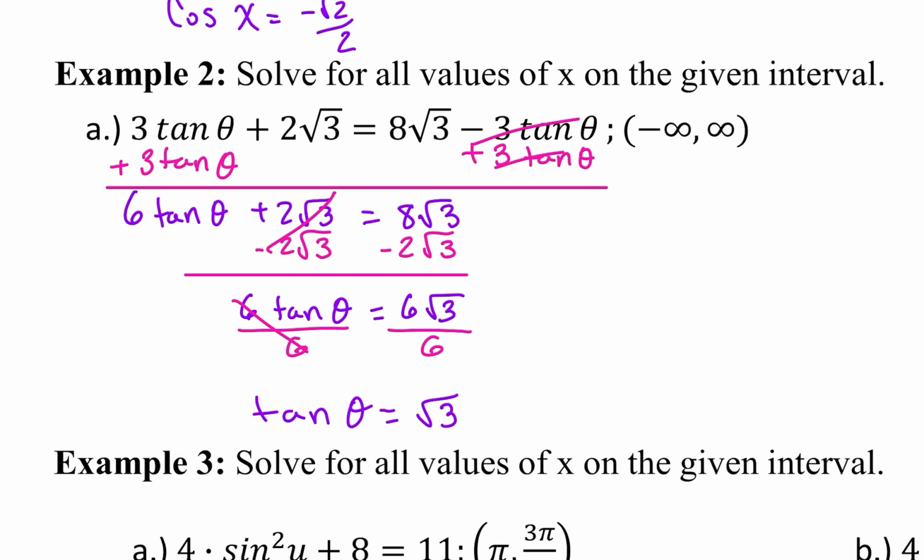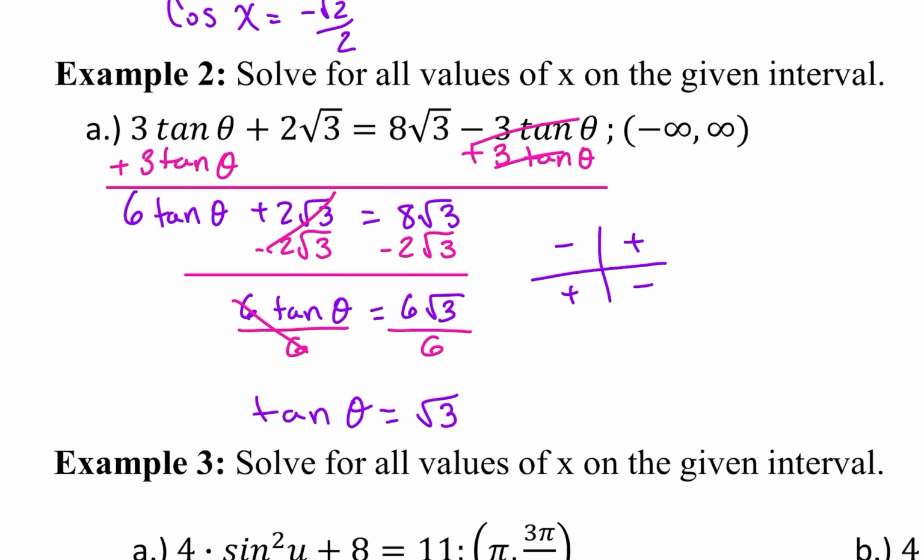Here's the nice thing with tangent. Because the first quadrant repeats itself in the third quadrant and the second repeats itself in the fourth, it goes in a pattern: positive, negative, positive, negative, positive, negative. Whereas something like cosine doesn't do that, because cosine is the x value. It goes positive, negative, negative, positive, positive, negative, negative, positive.